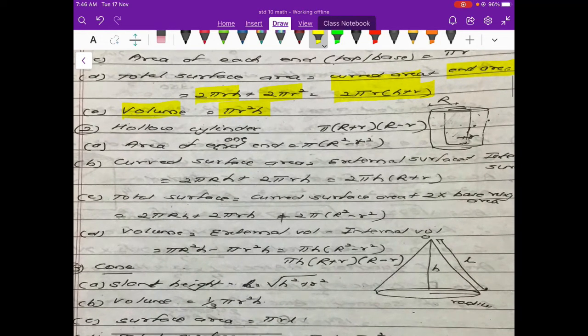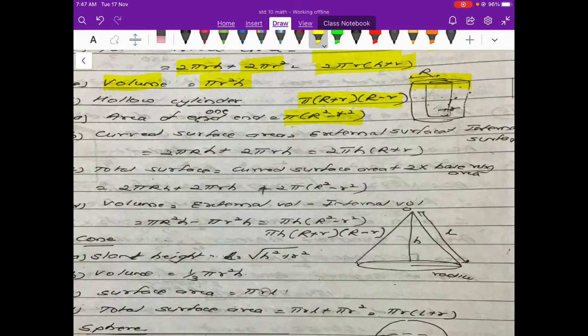So next comes a hollow cylinder. Now hollow cylinder means it will have inner and outer surfaces. So what is the area of one end? One end, remember, is a circular ring. If you see inside and outside, we know the area of a circular ring as π(R² − r²), big R square minus small r square. If you want to simplify it without finding the squares, you just put it in the algebraic form, (R + r)(R − r).